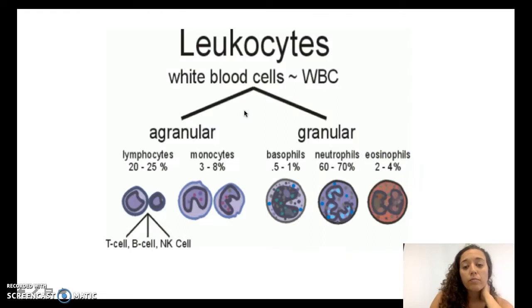Okay. So just looking at your white blood cells, if you remember, you have agranulocytes and granulocytes. Your agranulocytes were lymphocytes and monocytes. Your lymphocytes are what make your T cells, B cells, natural killer cells, and your antibodies. Your granulocytes, you have basophil, neutrophil, and eosinophil.